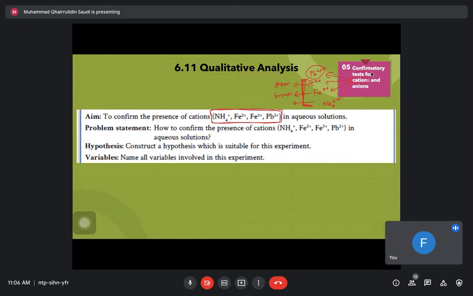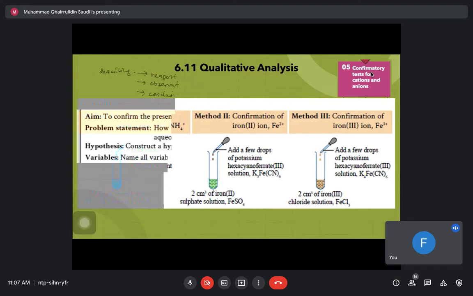So as usual, when we talk about describing a test, you should be able to know what is the reagent used for the test, what are the observations, and what is the conclusion. For the observation it is the same. This is for the confirmatory test of these 4 only. So how are we going to test for cations? This is basically how to confirm the presence of ammonium ion.